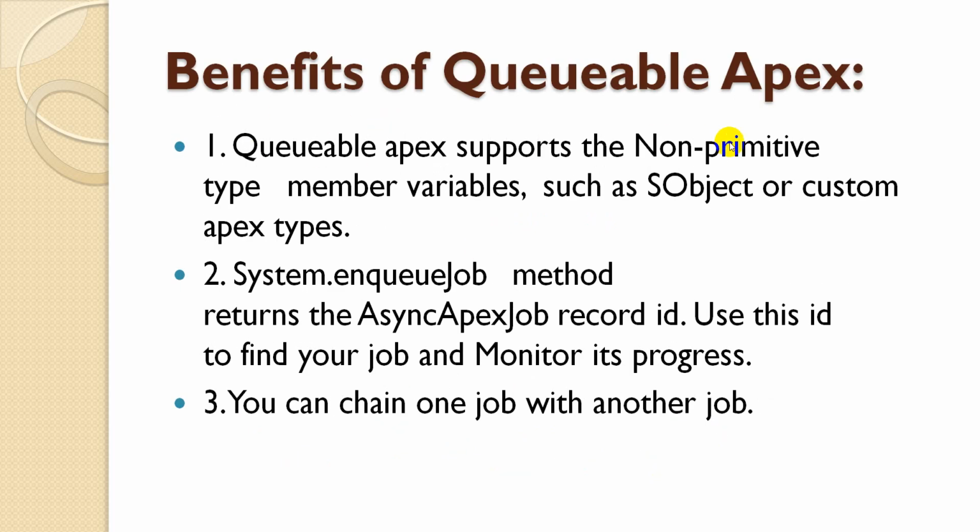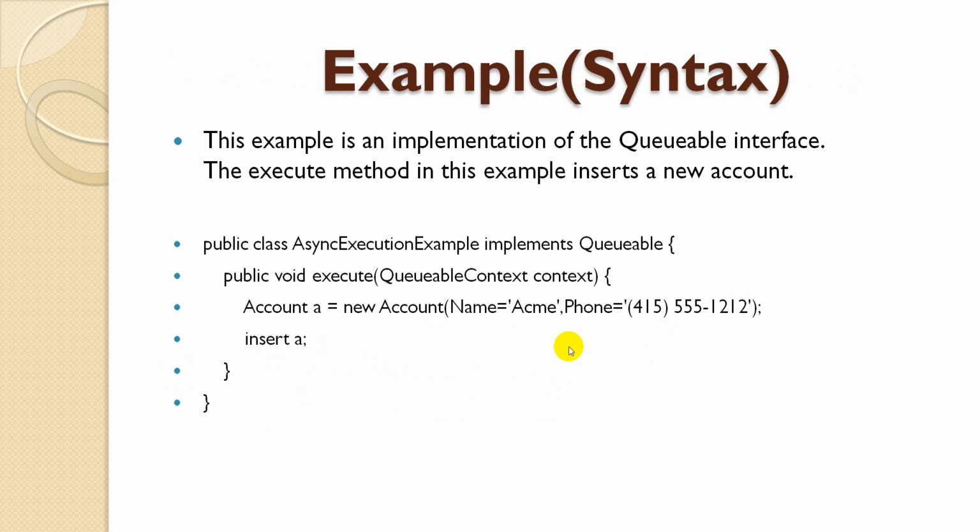So what are the benefits of Queueable Apex? Queueable Apex supports non-primitive type member variables, such as sObjects or custom Apex types. And the second one is that the System.enqueueJob method returns the asynchronous job ID. Use this ID to find your job and monitor its progress. You can also chain one job to another job by using the Queueable interface.